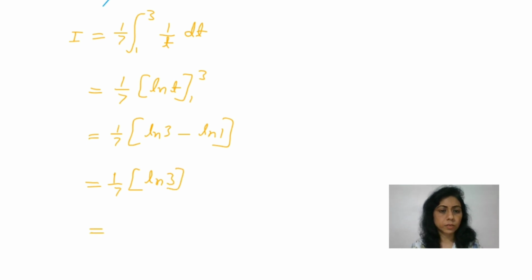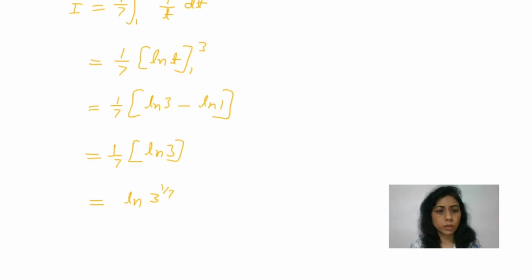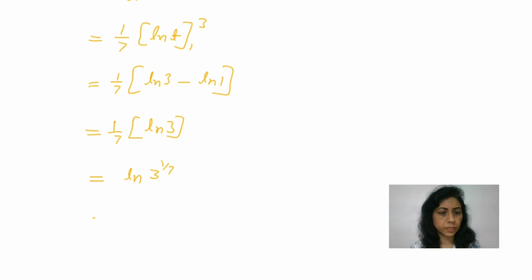We can use here a logarithmic property. So this one we can write as 3 to the power 1 upon 7, and we can write it in radical form. So ln of the 7th root of 3, and this is our final answer.